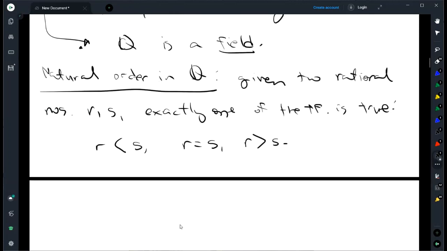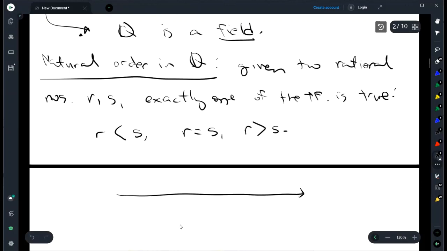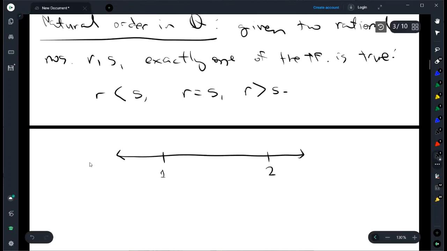Now, the natural ordering in the set of rational numbers allows us to locate rational numbers in this number line. You have 1 here, plus 1, this is 2, and so on. Okay, so all rational numbers can be found here. So for instance, this is 3/2 or 1.5.